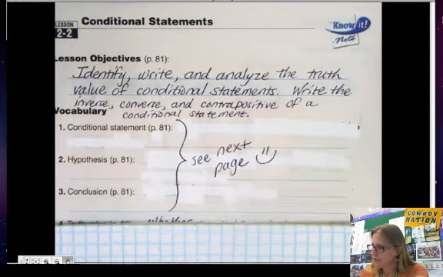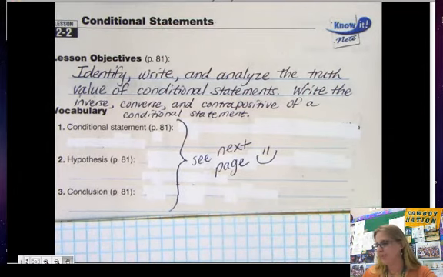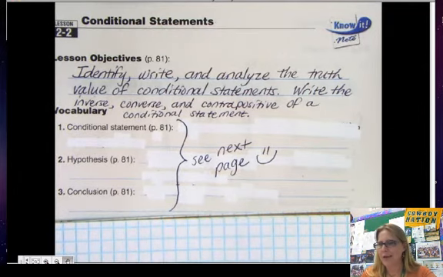So for these first three, you can just say, see next page. I started writing them on there, you can see my whiteout, but I decided we're going to go over them again on the next page, so there's no reason for you to write them twice.